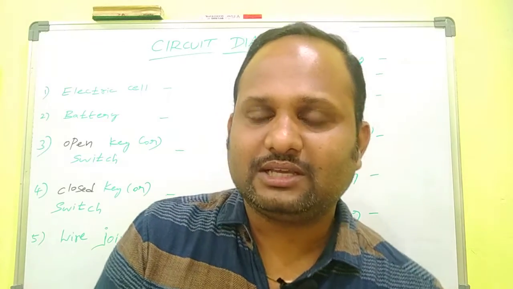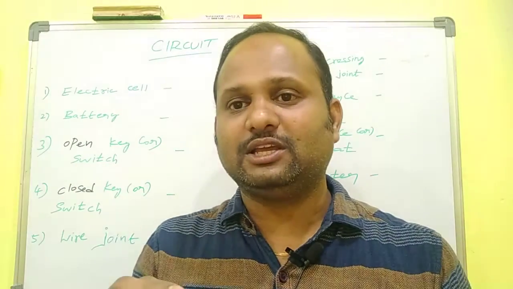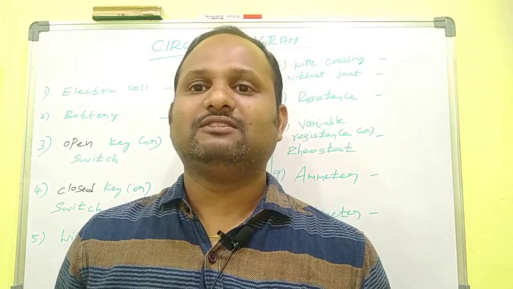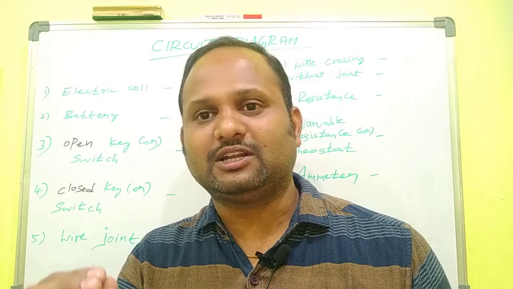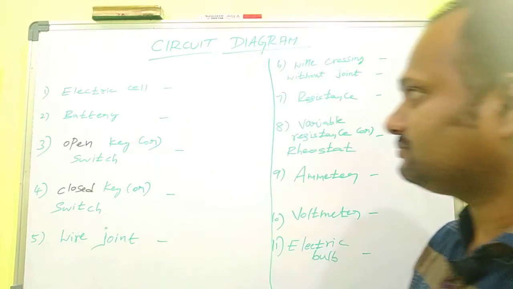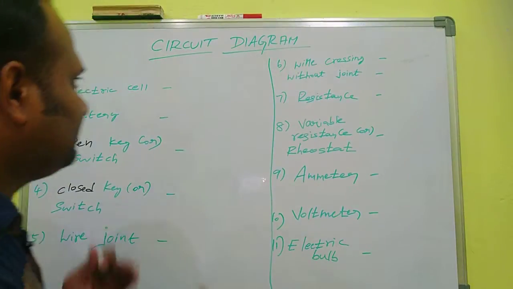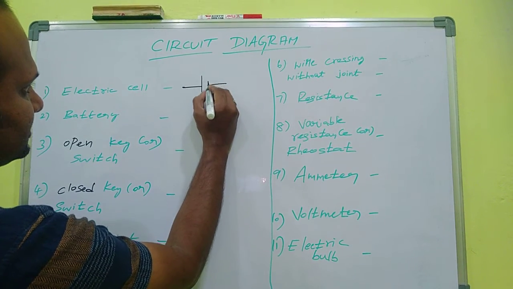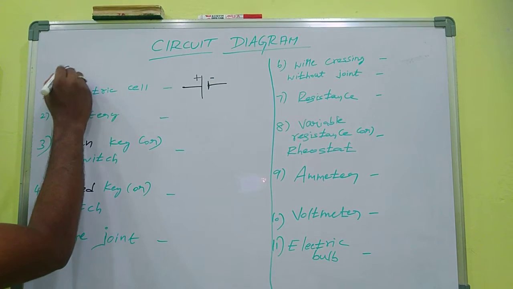That is the importance of drawing a circuit diagram. In the circuit diagram, we have a lot of information, but if you want to draw the circuit diagram, you must know the symbols of the components. So in this class, we are going to learn about some symbols of the important components in 10th level physics. First one, the electric cell. What is the symbol of the electric cell? This is the symbol of the electric cell. This is the component and this is the symbol.